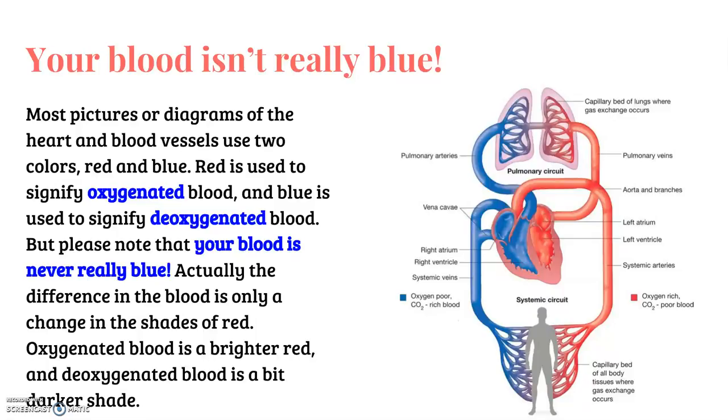Did you know that your blood really isn't blue? Most pictures and diagrams of the heart and blood vessels that you will see in textbooks and online use 2 colors, red and blue. Red is universally used to signify oxygenated blood, and blue is used to signify deoxygenated blood. But I just want you to know for sure that your blood is never really blue.